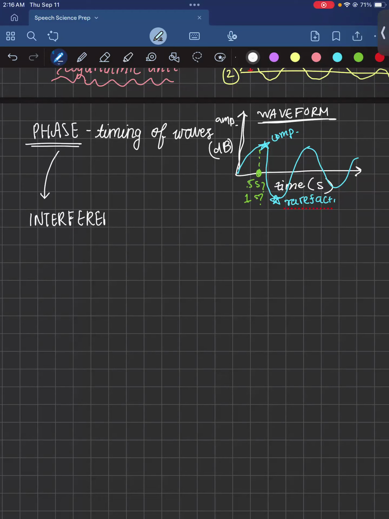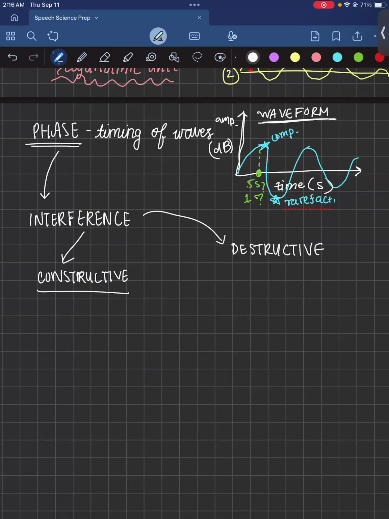So when you think of interference, think of interactions. How are these waves interacting with one another? And we have two forms. We have constructive and we have destructive. Okay, constructive and destructive. So looking at this a little bit closer, let's just look at these words first.